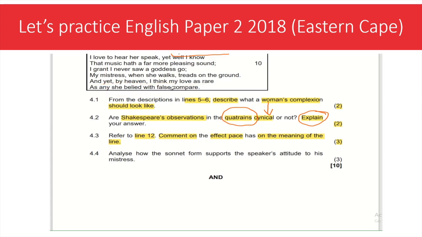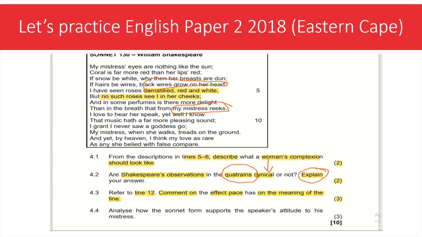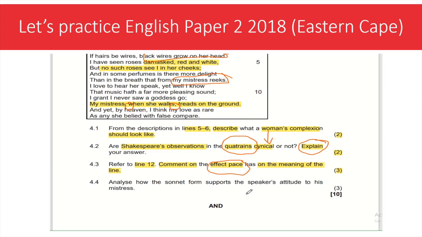So I'm just going to erase. Let's have a look at lines 10, 11, and 12: and my mistress, when she walks, treads on the ground. Now let's think about pace. What slows down the pace in a poem? That is definitely your commas over here. So what effect would commas have on the meaning of this line?